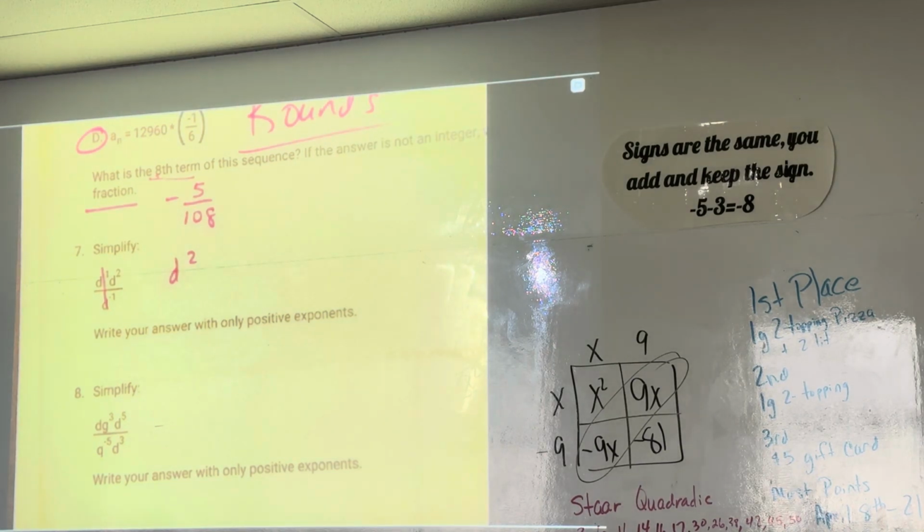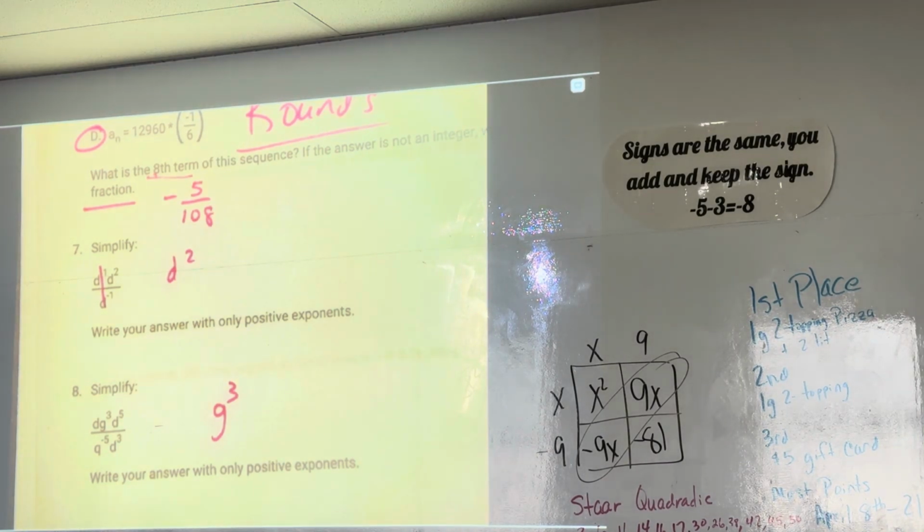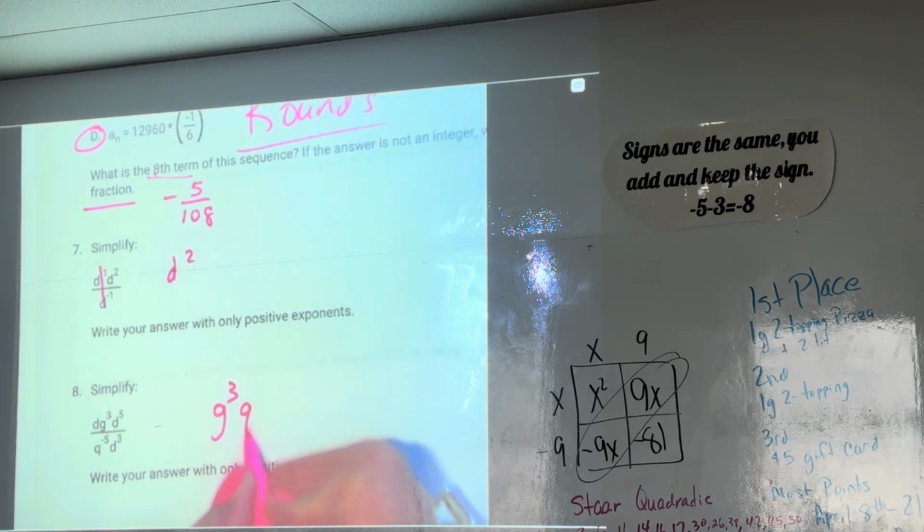Oh, look at that. Okay, how many G's do we have? 3 on top. So does it stay on top? Yeah. Okay, and Q to the negative 5. If it's negative on the bottom, what are we supposed to do? Move it up to the top. And Q to the positive 5.